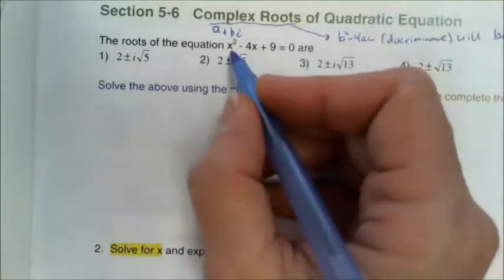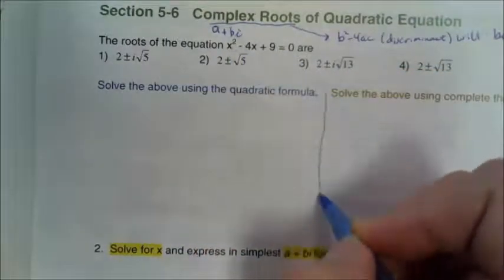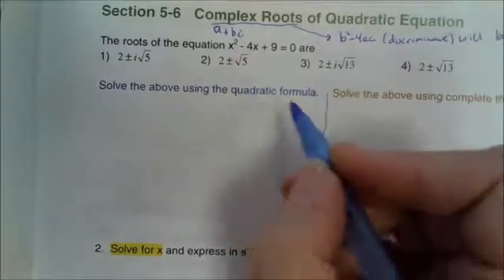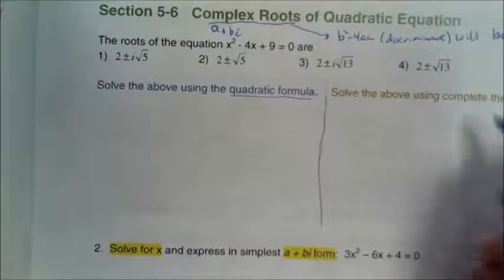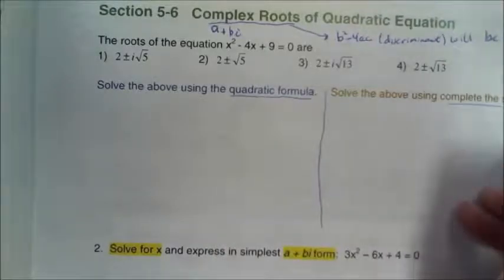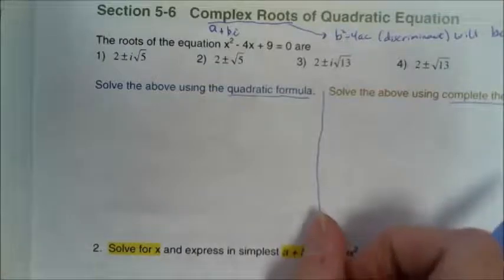So we have x squared minus 4x plus 9, and I want you to solve it in two different ways. We'll get the same answer, but two different ways. The first way is using the quadratic formula. The second way is using complete the square. But when all is said and done in the very end, we should get the same answer.